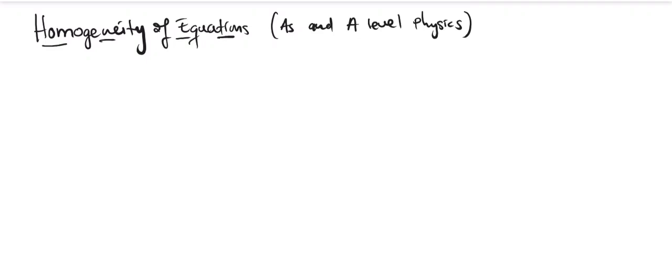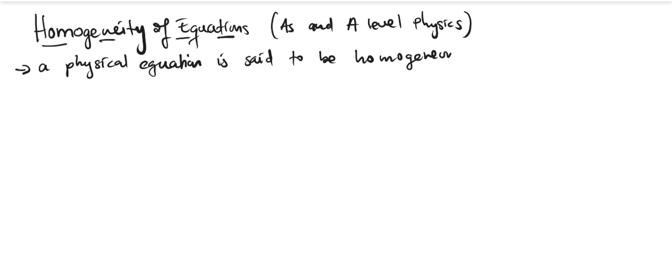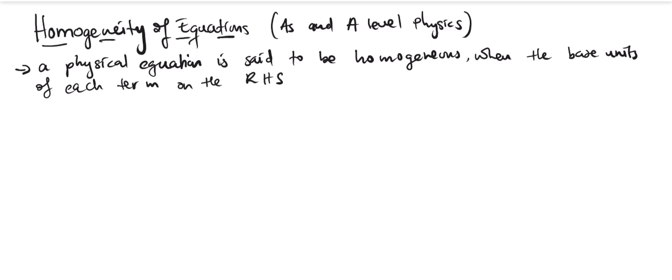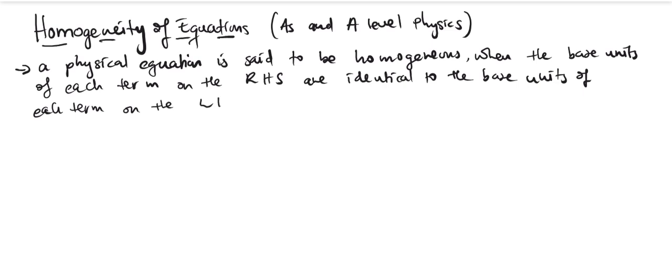By homogeneity of equations, right? So an equation, a physical equation, is said to be homogeneous when the base units of each term on the right hand side are identical to the base units of each term on the left hand side.